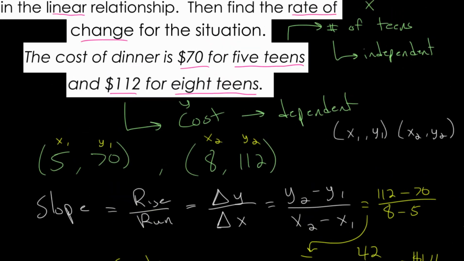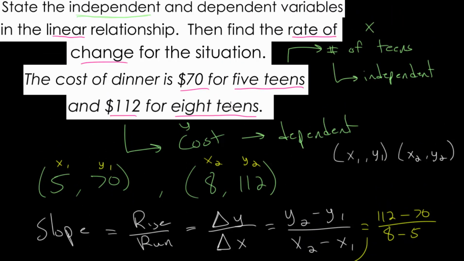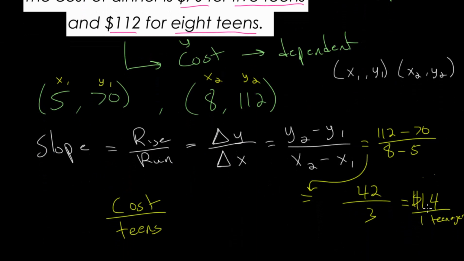With that information, we can predict what will happen if we increase the number of teenagers. If we look at 9 teenagers, then we take our $112 and add 14 to that. And so on. If we want to have 10 teenagers, then we add 14 twice.